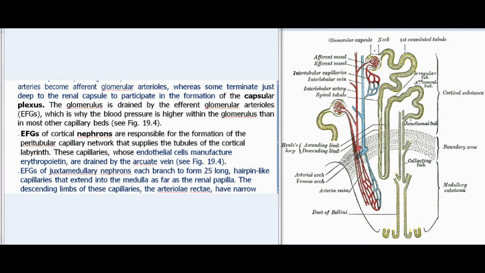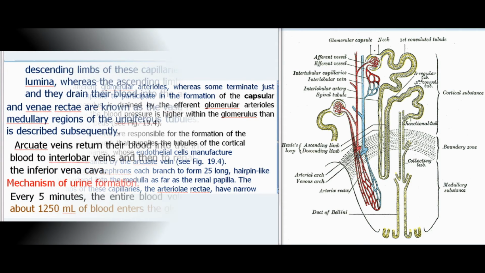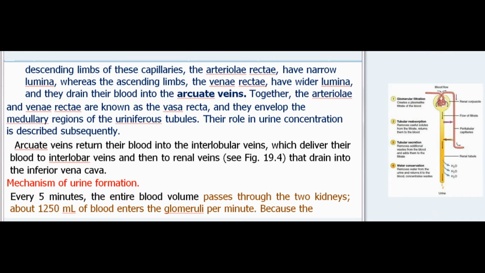EFGs of juxtamedullary nephrons each branch to form 25 long, hairpin-like capillaries that extend into the medulla as far as the renal papilla. The descending limbs of these capillaries, the arteriolae rectae, have narrow lumina, whereas the ascending limbs, the venae rectae, have wider lumina, and they drain their blood into the arcuate veins. Together, the arteriolae and venae rectae are known as the vasa recta, and they envelop the medullary regions of the uriniferous tubules. Their role in urine concentration is described subsequently.